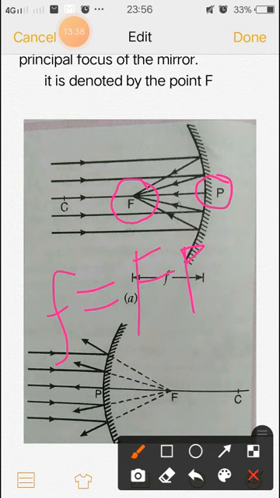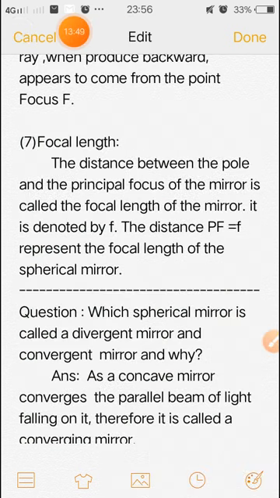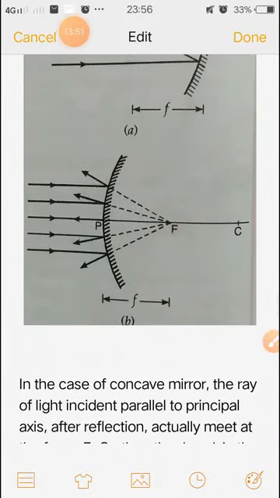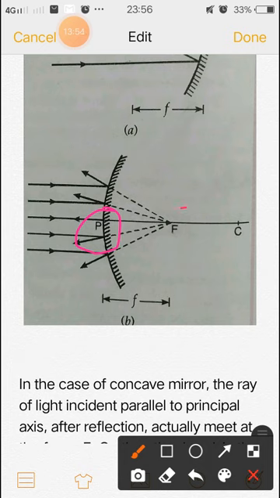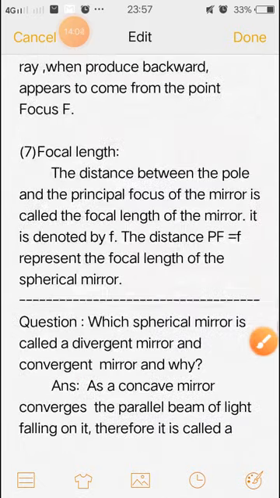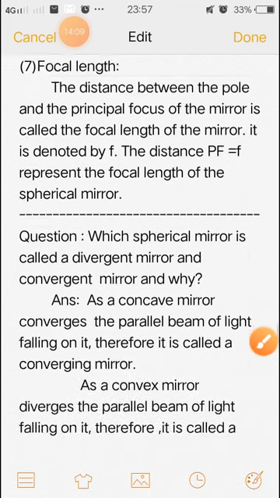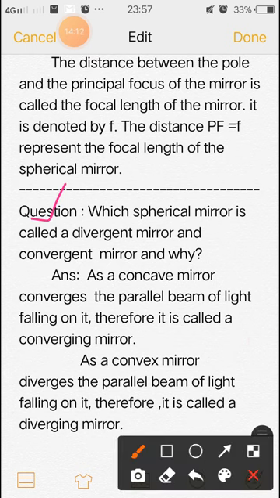So this is focal length. The distance between P and F is called the focal length. And the next, there is a question: which spherical mirror is called the divergent mirror and convergent mirror? I think it need not be explained. Easy question, and the answer is given. Go through the answer.